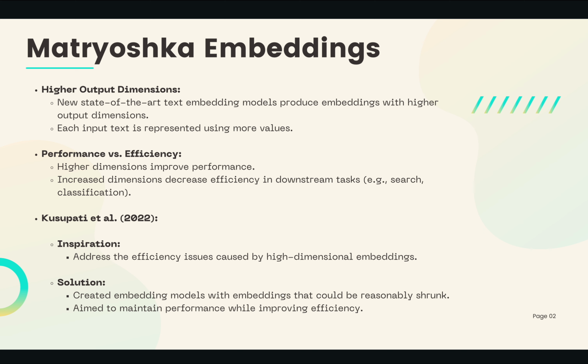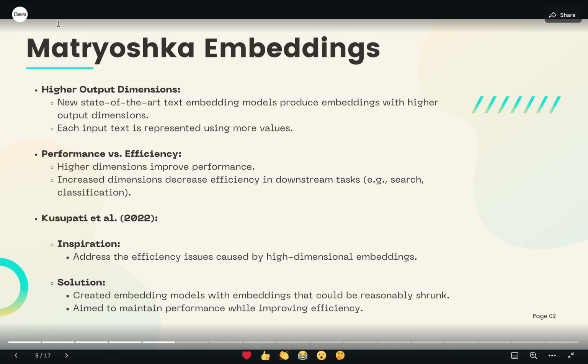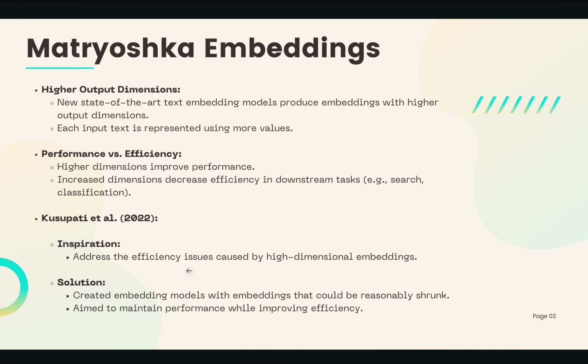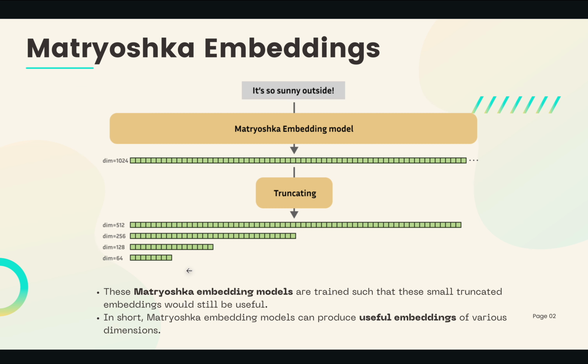So if we represent each sentence in a fixed size and increased dimension, we are decreasing the efficiency. This was the inspiration for the paper that came up with the idea of Matryoshka embeddings, where the solution is to create an embeddings model with embeddings that could be reasonably shrunk. Through that, we aim to maintain performance while improving, of course, the efficiency. So yeah, this is the Matryoshka embeddings.